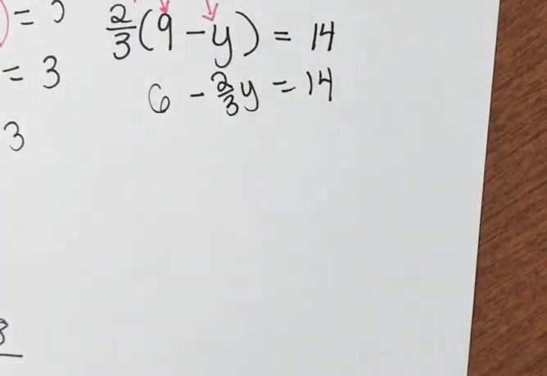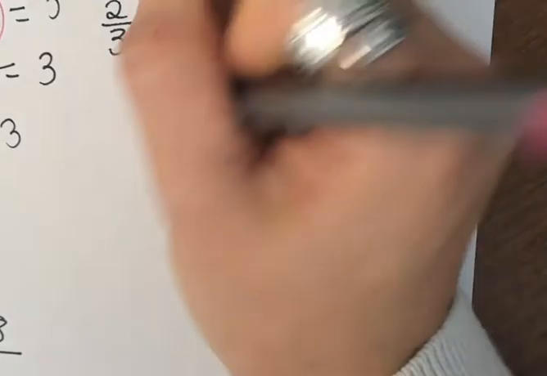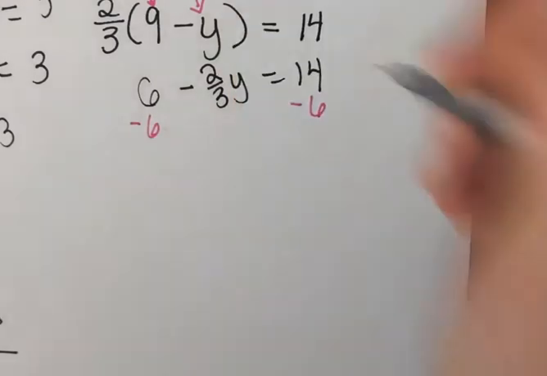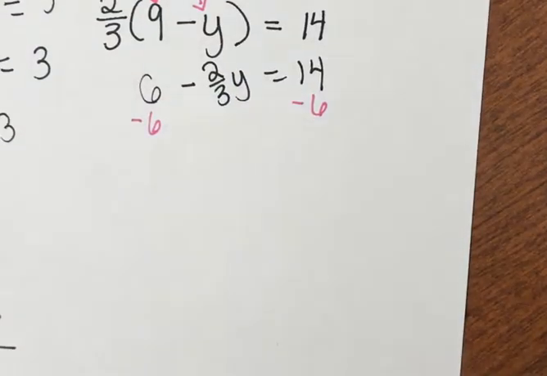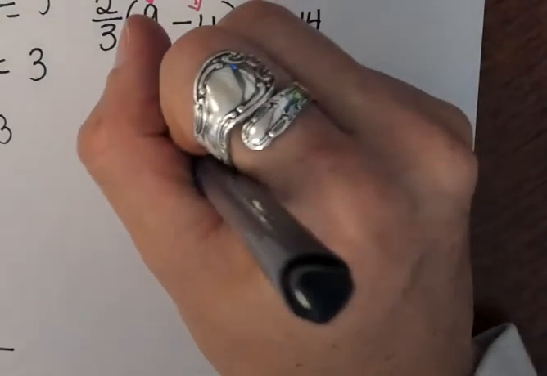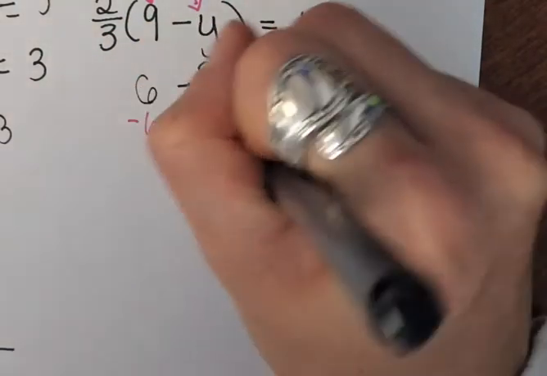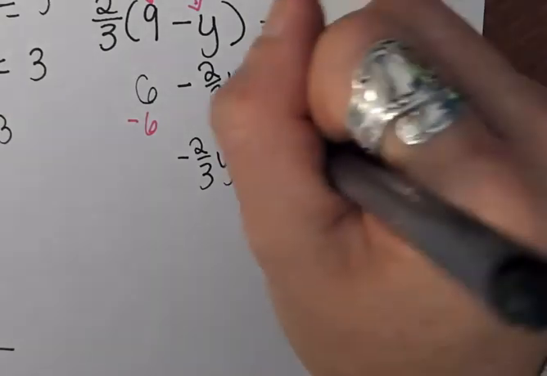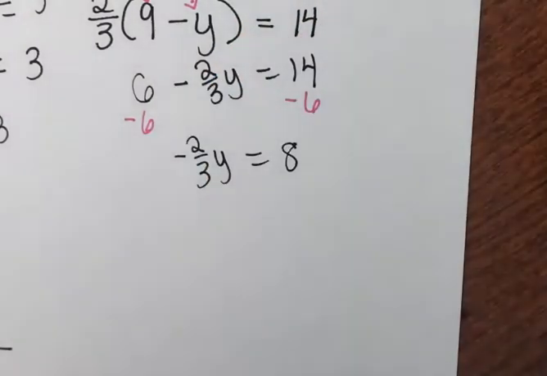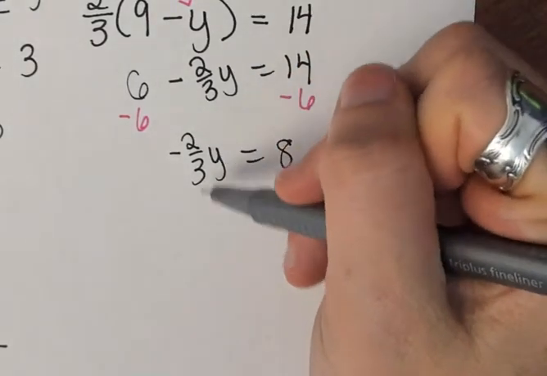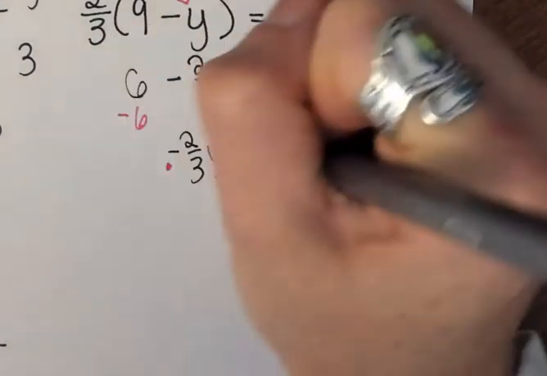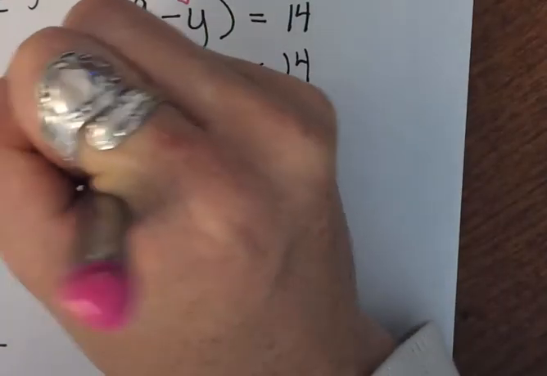Again, we're trying to zero that 6 out first, so we can subtract 6 from both sides. 6 minus 6 is 0. The only thing we have left to the equal sign is negative 2/3 y equals, that would give us 8. And then we can multiply by the reciprocal to get rid of the 2/3. So again, we're trying to turn the coefficient to 1.